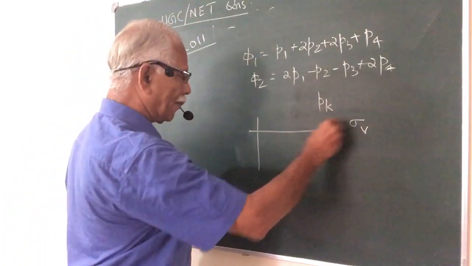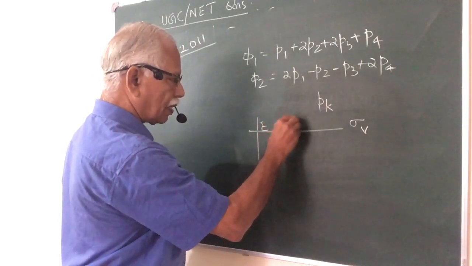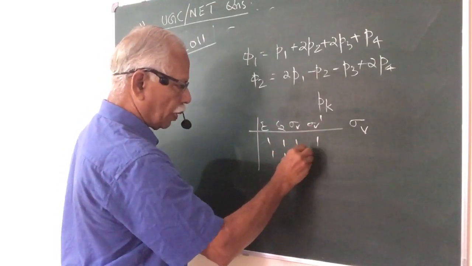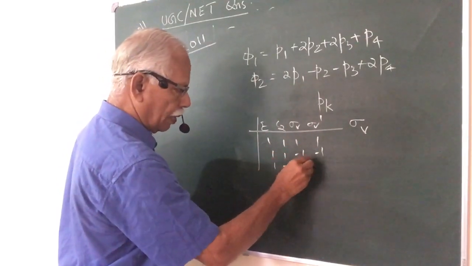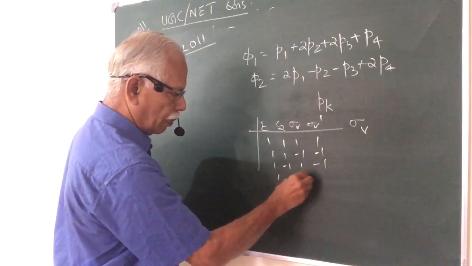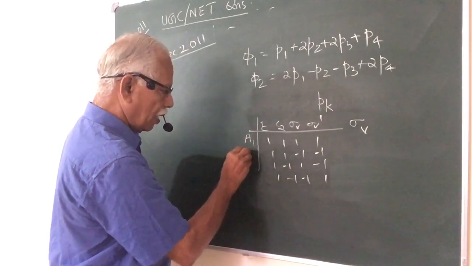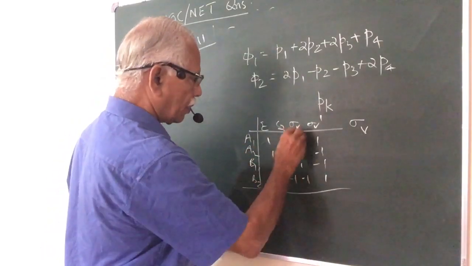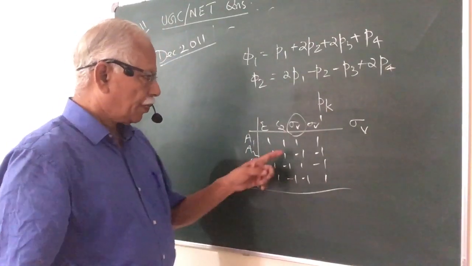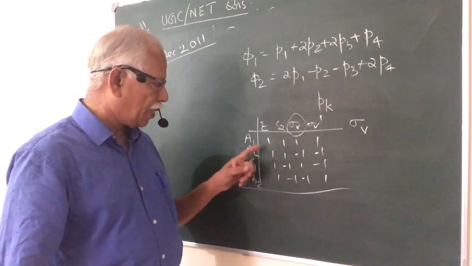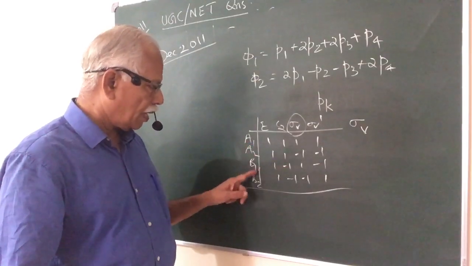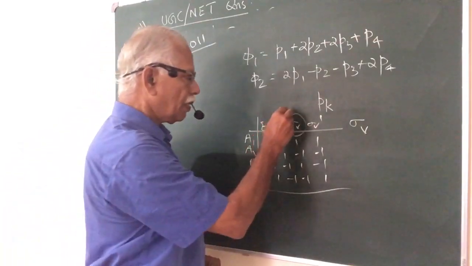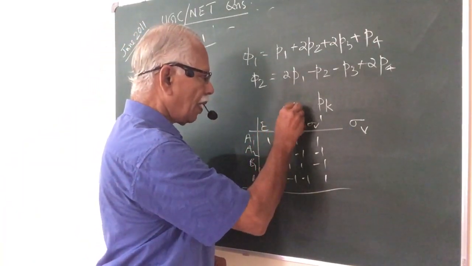The character table is identity, C2, sigma v, sigma v dash: 1 1 1 1; 1 1 minus 1 minus 1; 1 minus 1 1 minus 1; 1 minus 1 minus 1 1. This is A1, A2, B1, B2, and sigma v decides if it is symmetric with respect to sigma v. Subscript 1 is here. When it is antisymmetric, minus 1, we have subscript 2. So this is the molecular plane sigma v xz.